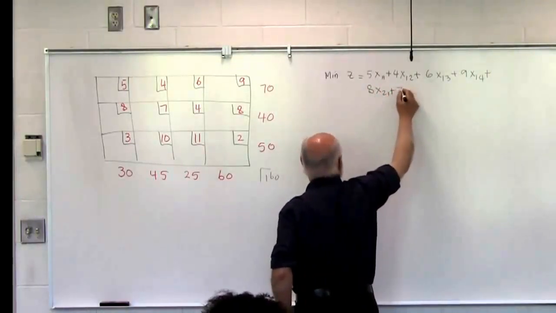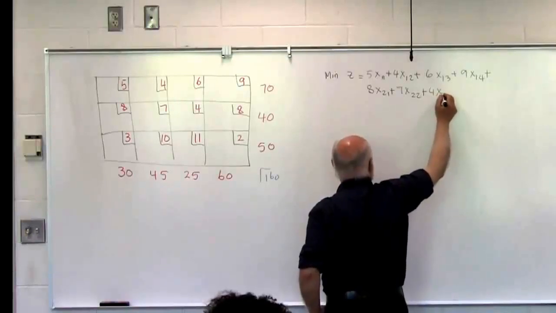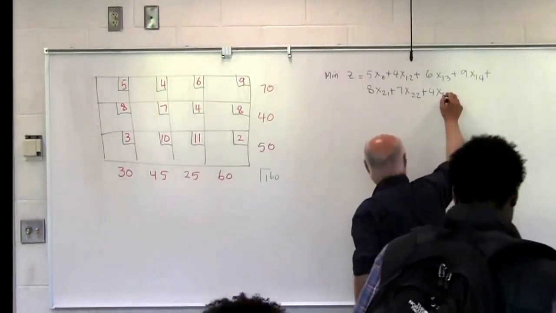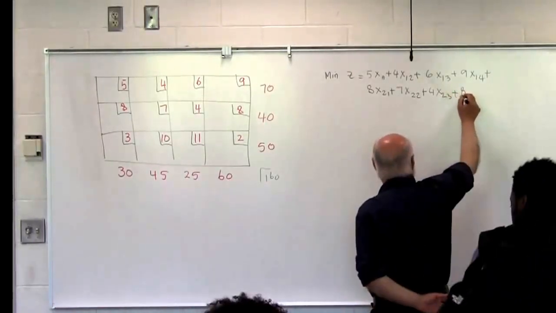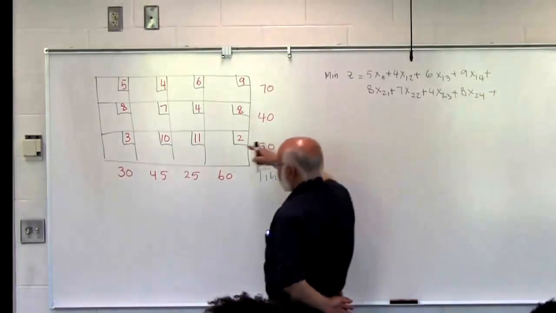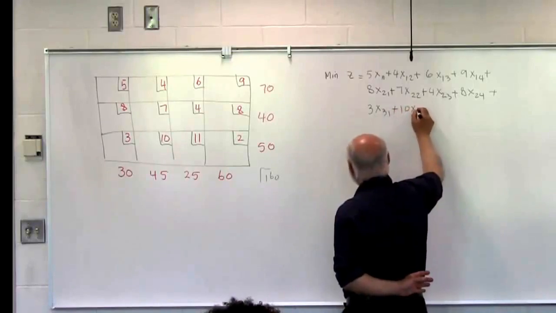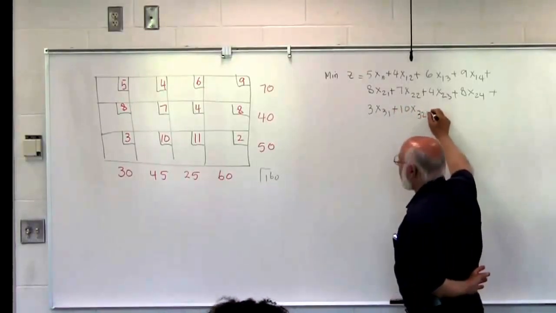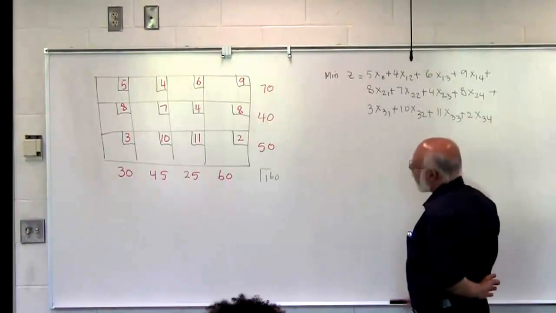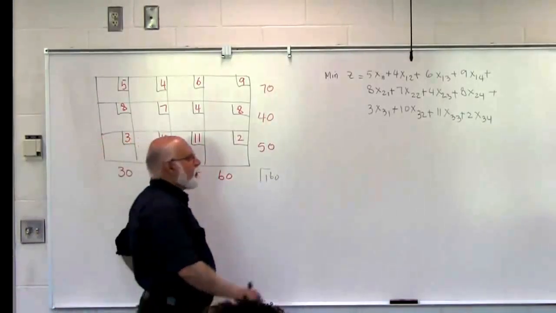8x21 plus 7x22 plus 4x23 plus 8x24 plus, last row, 3x31 plus 10x32 plus 11x33 plus 2x34. That's the objective function of this transportation problem given.